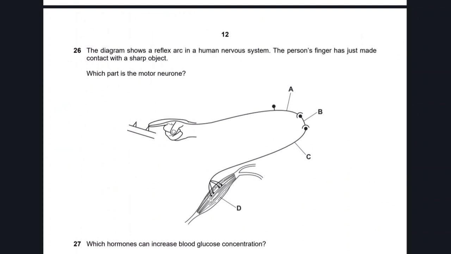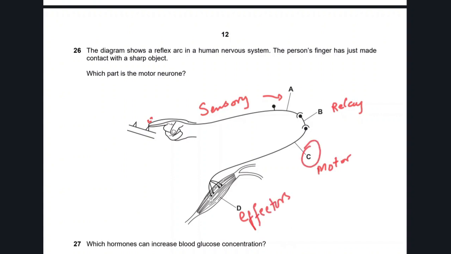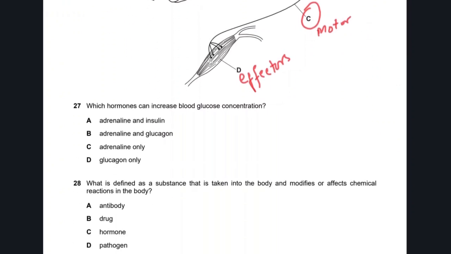Here we have the motor neuron, and all the neurons are shown. What is it here? If there is a receptor, then the sensory neuron carries the impulse towards the CNS, and relay neurons are present in the CNS, and the motor neuron carries the impulses towards the effectors. So D will be the effectors or muscles. So the motor neuron is C.